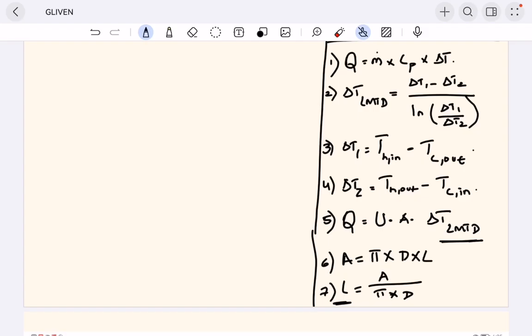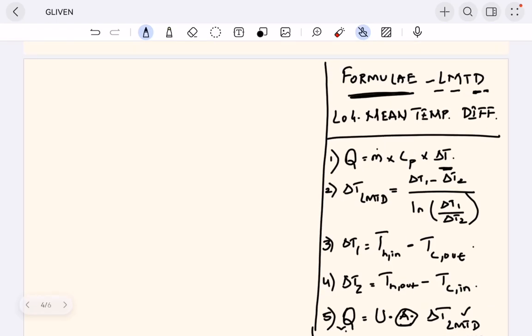Now look here, in order to find L, we need to know the area. I don't know the area. In order to find the area, you should know Q, then we can find the area. In order to find Q, we are going to use this formula, right? Also, I should know delta T LMTD in order to find the area, because that's also unknown. So we have two quantities there. So step 1, let's find Q.